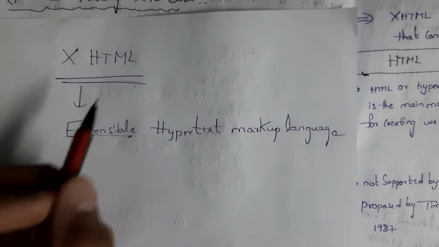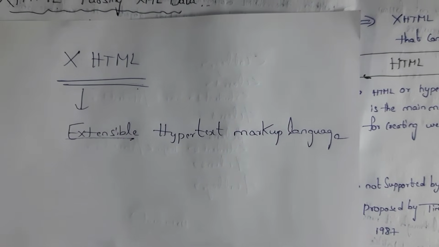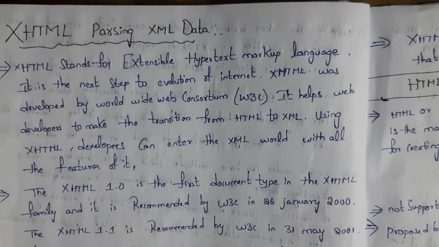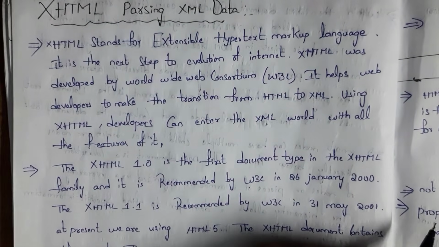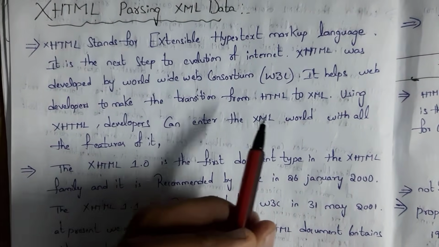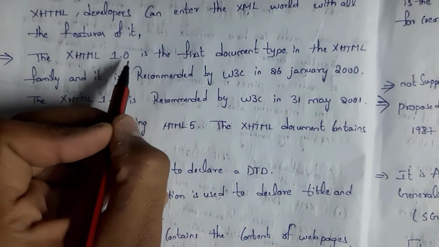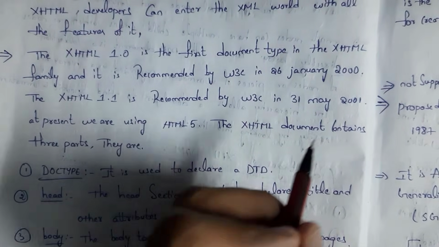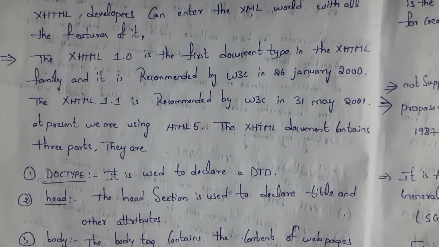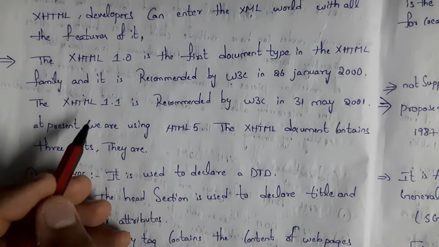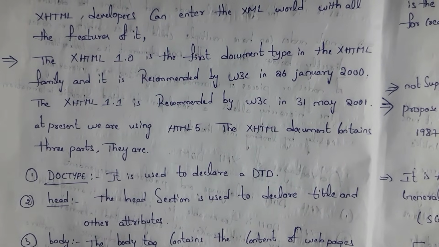Next topic is XHTML. XHTML stands for Extensible Hypertext Markup Language. This XHTML was developed by W3C, that is World Wide Web Consortium. And by using this XHTML, we can translate an HTML document into an XML document. XHTML version 1.0 is the first version of this XHTML, and it was recommended by W3C on 26 January 2000. Similarly, XHTML version 1.1 was recommended by W3C on 31st May 2001.